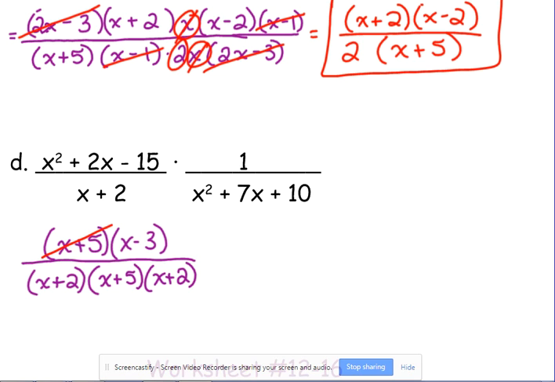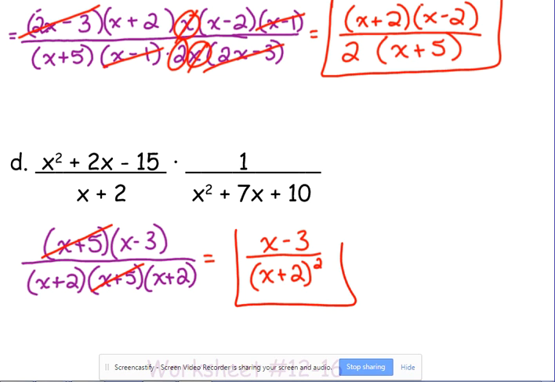Okay, so only one thing is going to cancel. We got x plus 5 in the top and in the bottom. Yes, we have two x plus 2's, but they're both in the denominator, so we can't cancel those. What we can do is we can write it like this, x plus 2 squared. You don't want to have to write so much, but you can't cancel them. Okay? All right, so pretty straightforward.